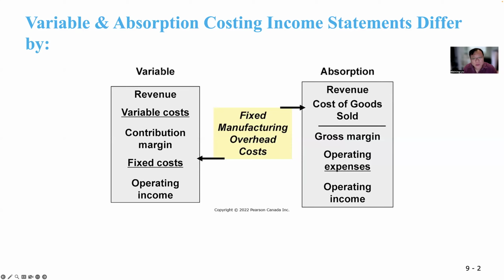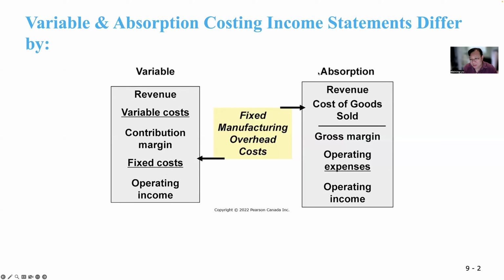Under variable costing, fixed manufacturing overhead cost is a fixed cost, so it's like a period cost. If you use variable costing, the fixed manufacturing overhead cost is treated as a period cost. That means the cost is recognized on the income statement right away.